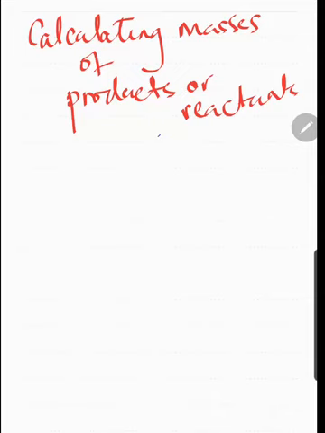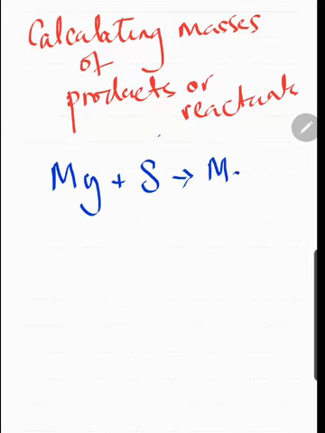So I'm going to start with a simple balanced equation. Magnesium reacts with sulfur to form magnesium sulfide. Please note there's one magnesium reacting with one sulfur to form one MgS. So the ratio of reactants and products is one magnesium plus one sulfur forms one magnesium sulfide. It's really important you understand the balanced equation here. Right, now let's give you an example.